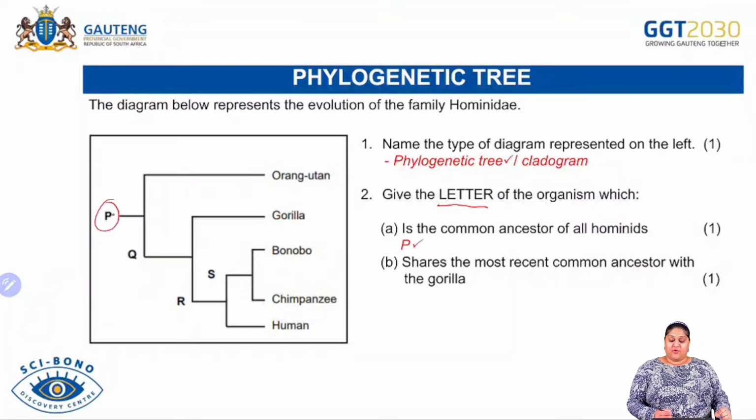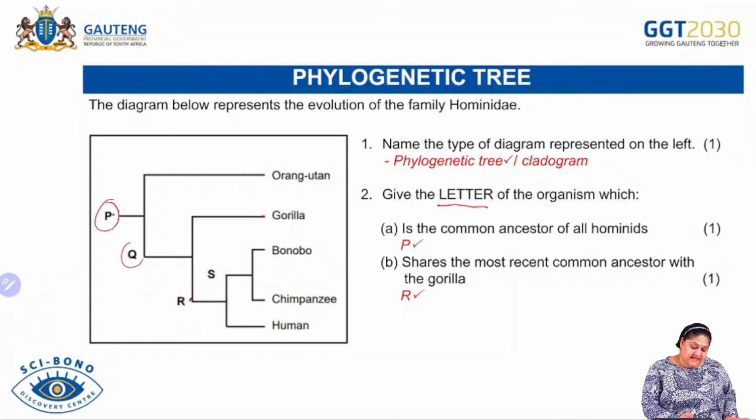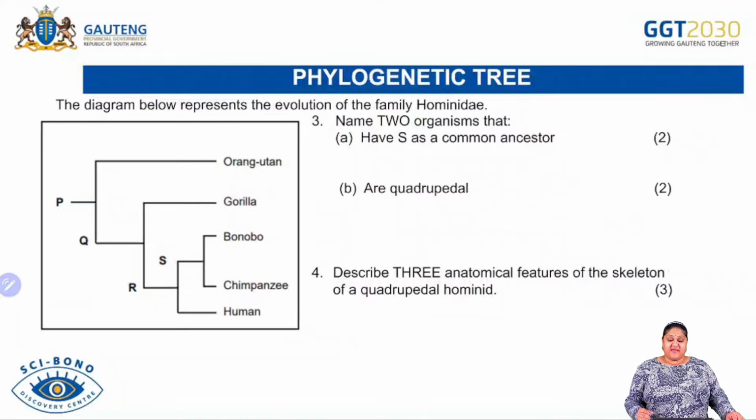And then the letter of the organism which shares the most recent common ancestor with the gorilla. Okay, so now we have which one is going to share the most common ancestor with the gorilla, and it is then R. Okay, because here we have the gorilla and here is R, and this is their common ancestor at Q. So the other organism which shares a common ancestor with the gorilla is R. Yes. Right.